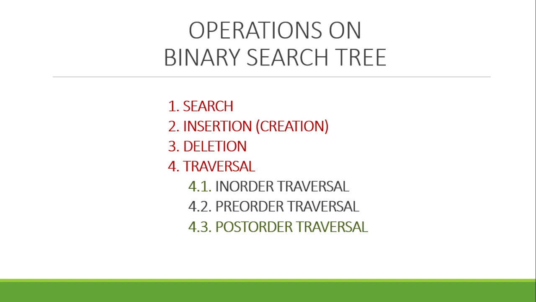Third operation is deleting a node from the tree. And fourth operation is traversal. There are 3 traversals: in order, pre-order and post-order. In order traversal, pre-order traversal and post-order traversal are same as that of the binary tree that we have discussed in a previous lecture. So, we will see these algorithms in detail.